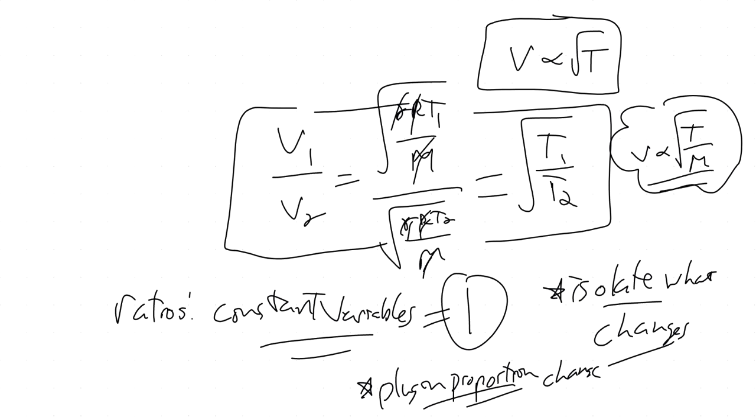We can plug in the proportion change. So maybe the mass doubles and the temperature quadruples. And then we get V goes as the square root of 2, which just means it's square root of 2 bigger. Because I plug in 4 times bigger on top, 2 times bigger on bottom, and I get it multiplies by root 2. I think if we do problems like this, it's going to make sense.